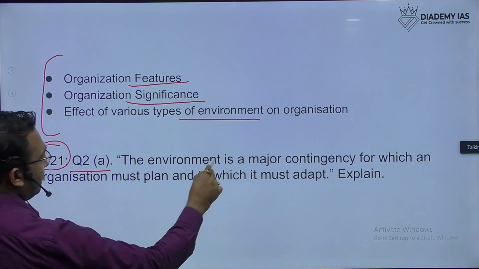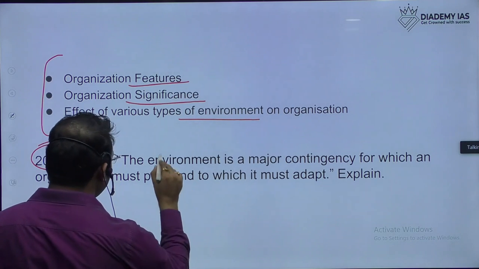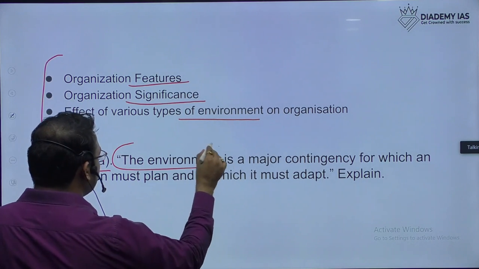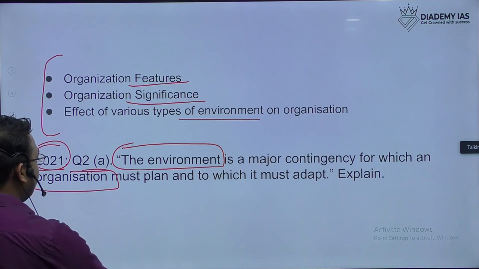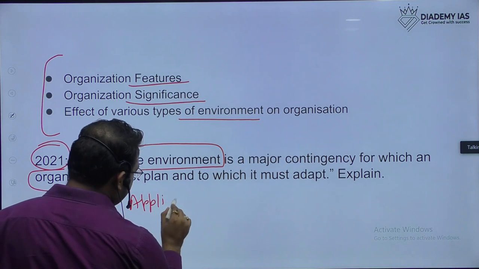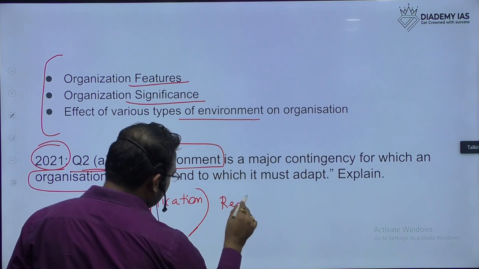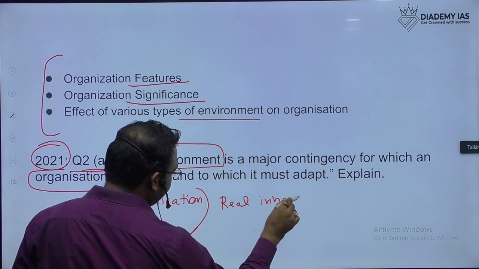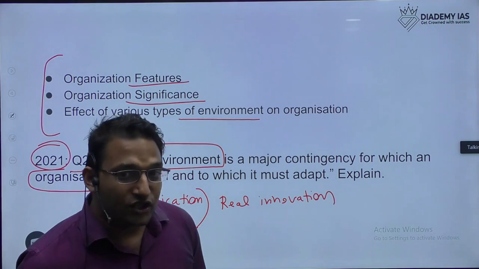The environment is a major contingency for which an organization must plan and to which it must adapt, okay? So basically, the relation between the environment and the organization. Now, these are the application-based questions. This is the question where we can show our real innovation. We can show our practical knowledge. We can link the GS part also, because impact of organization, okay?